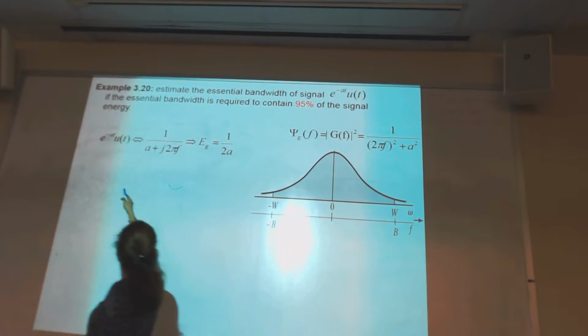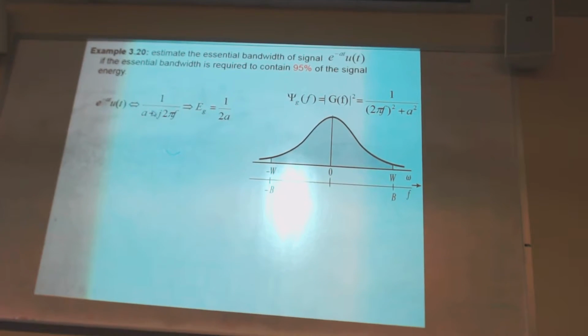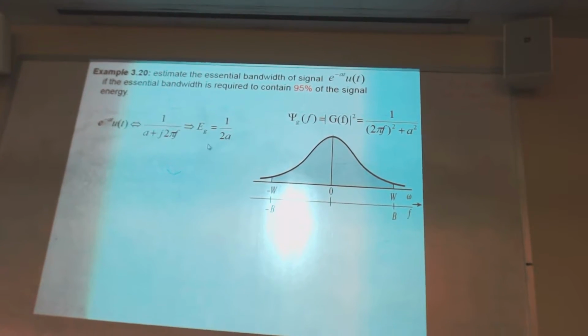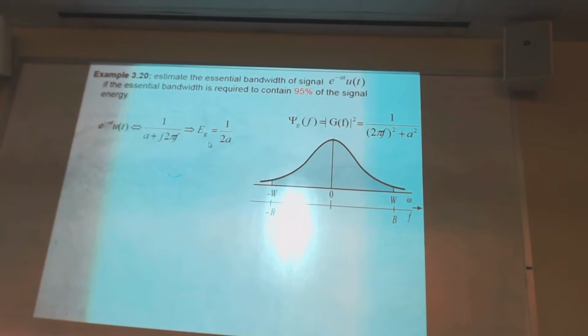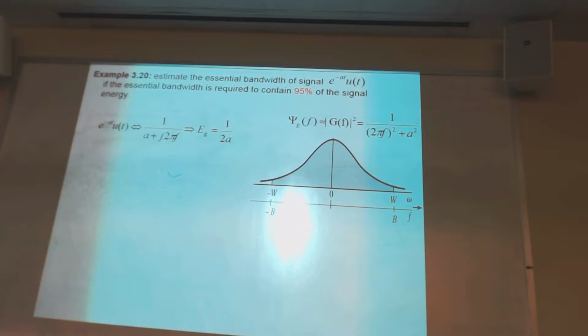So I have g(t), I have G(f), and I know the total energy is like this. We calculated this the other time. The total energy is like that. Now I'm going to find the essential bandwidth for having 95% of this total energy.